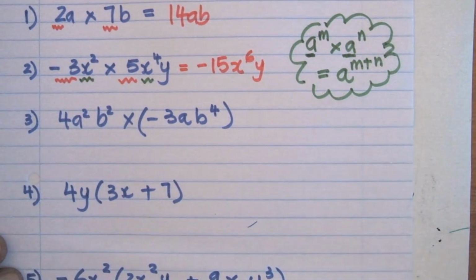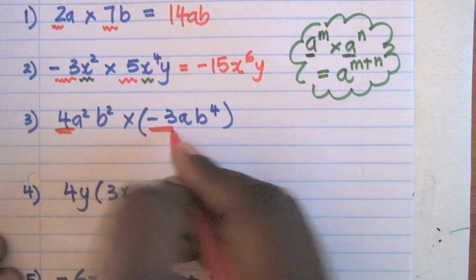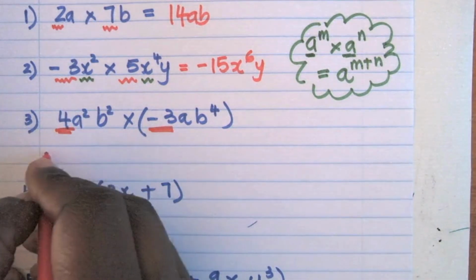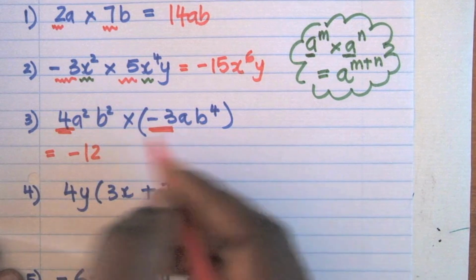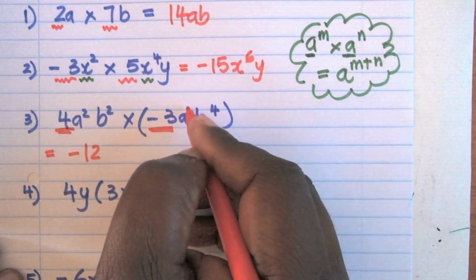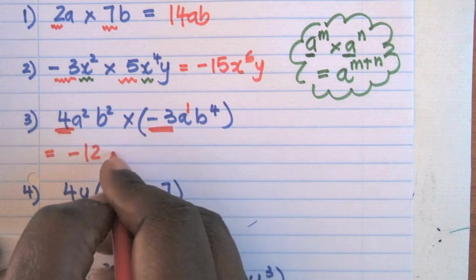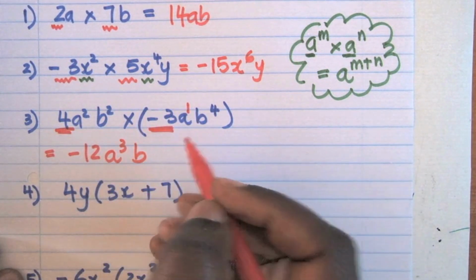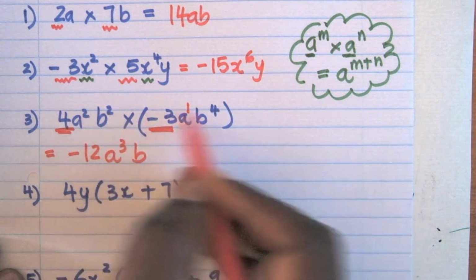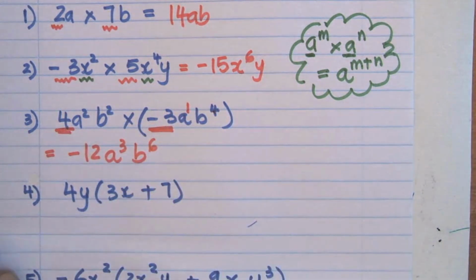If we move on to the next question, I'm going to do the same thing again. Identify my coefficients and multiply them. I'm going to get negative 12. And then when I look at this part here, I have an invisible one. So I'm going to get a to the power of 3. Then when I go to the variable b, I'm going to add the exponents and I'm going to get 6.